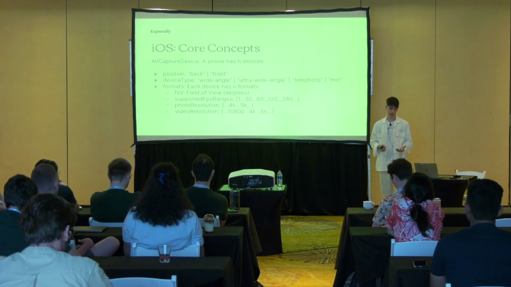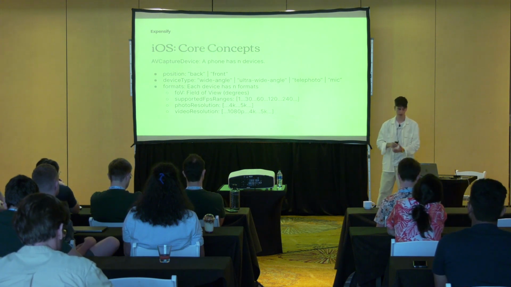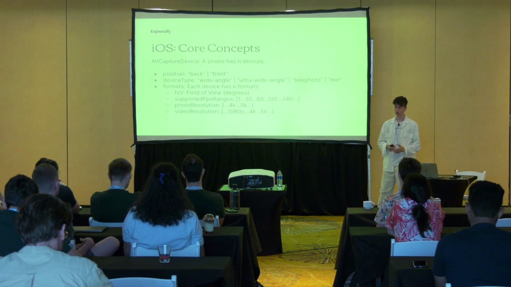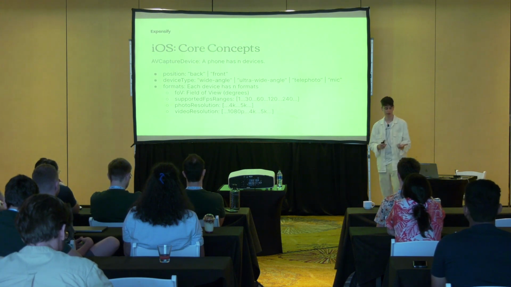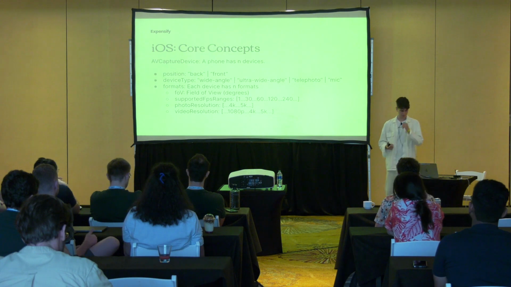There's the ultra wide angle as well on newer phones. That's a fisheye camera, I guess, or the 0.5 zoom factor camera. There's the telephoto camera, which is on the iPhone 11. It's at a 2x zoom factor. It's also at a 3x zoom factor on newer phones. And microphones are also devices.